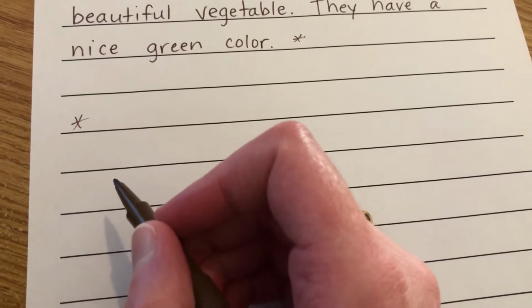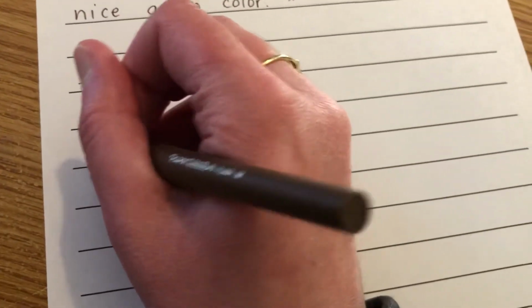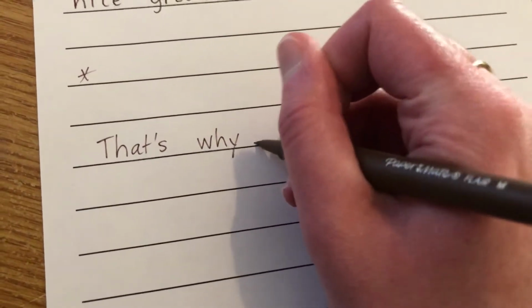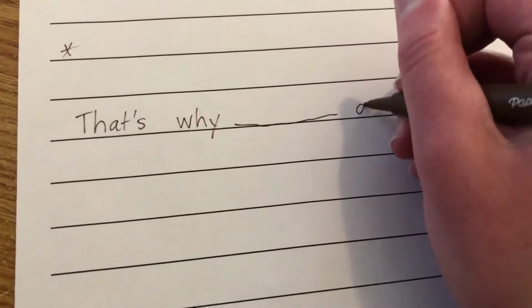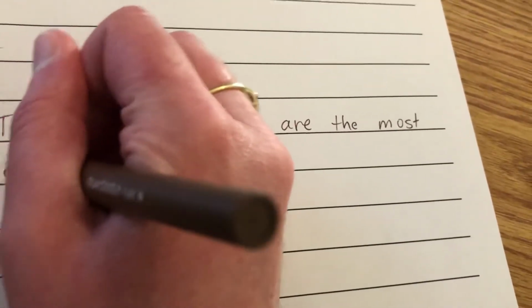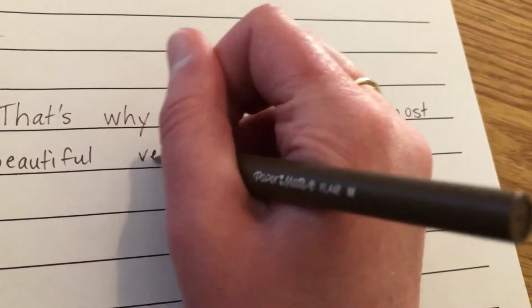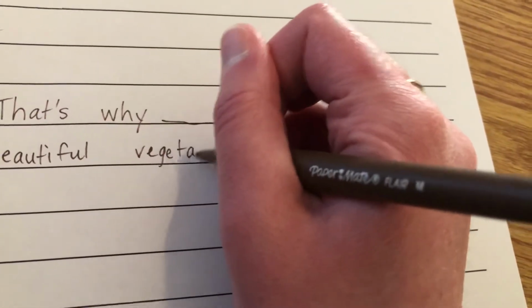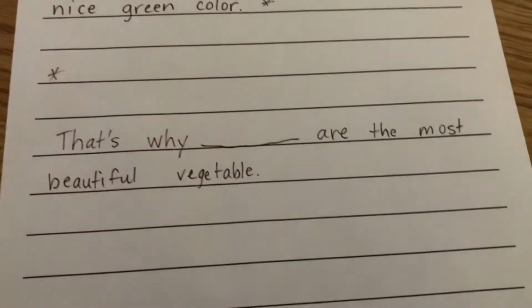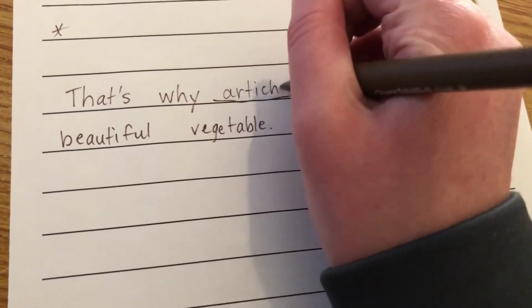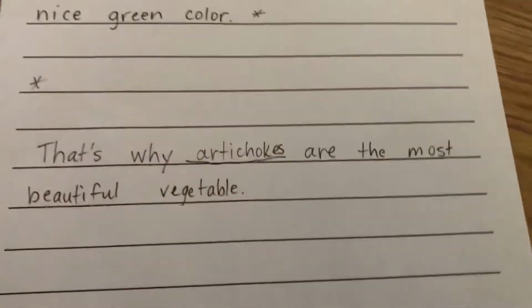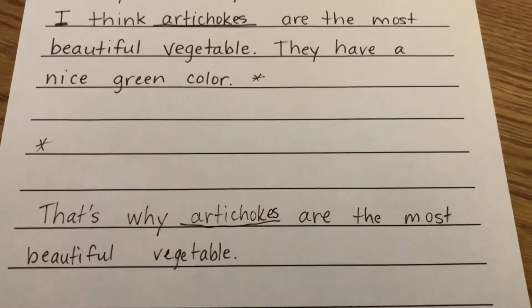And the easiest, quickest way is to say, that's why blank, whatever your topic is, are the most beautiful vegetable or fruit, whichever one you pick. That's why blank are the most beautiful vegetable. Well, my blank, my topic is artichokes. This is not great handwriting, guys. I'm just trying to teach you the format.